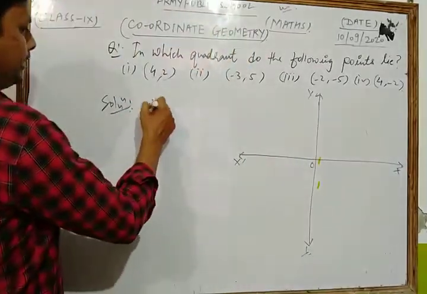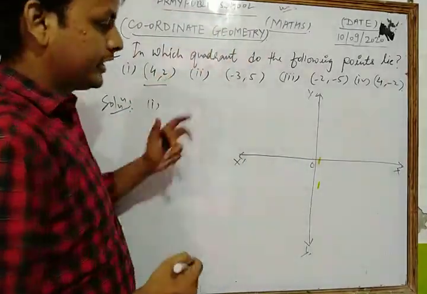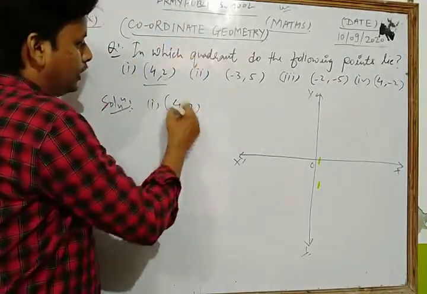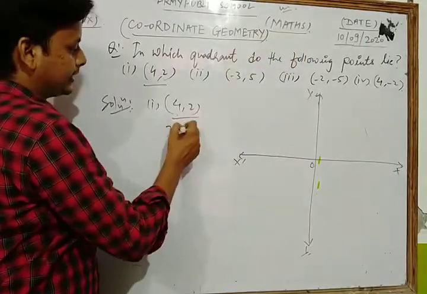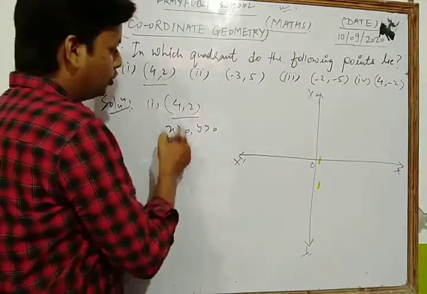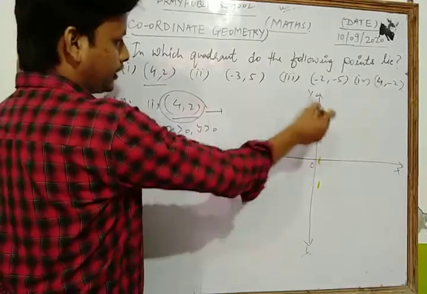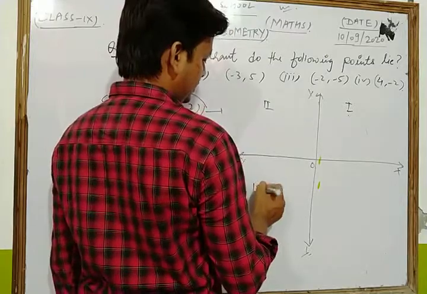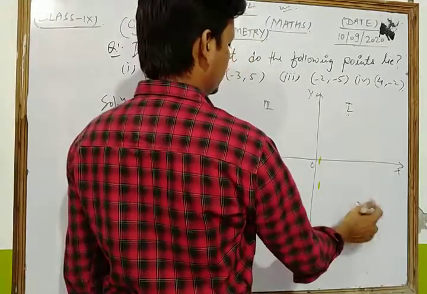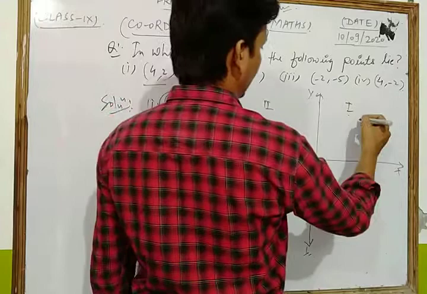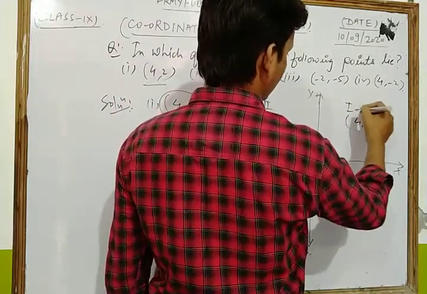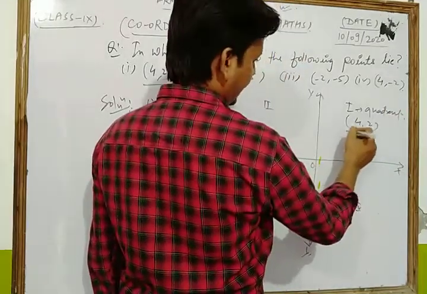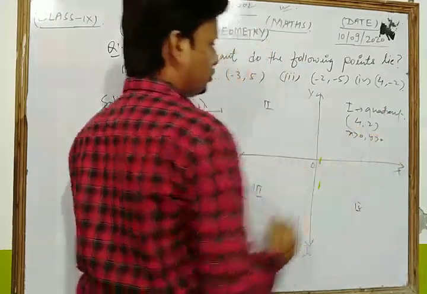Now we take the first part. Dear student, this is the point 4, 2, whose abscissa and ordinate are both positive. Here x is greater than 0 and y is also greater than 0. So it lies in the first quadrant. This is the first quadrant, this is the second quadrant, this is the third, and this is the fourth. The point 4, 2 lies in the first quadrant because x is greater than 0 as well as y is greater than 0.